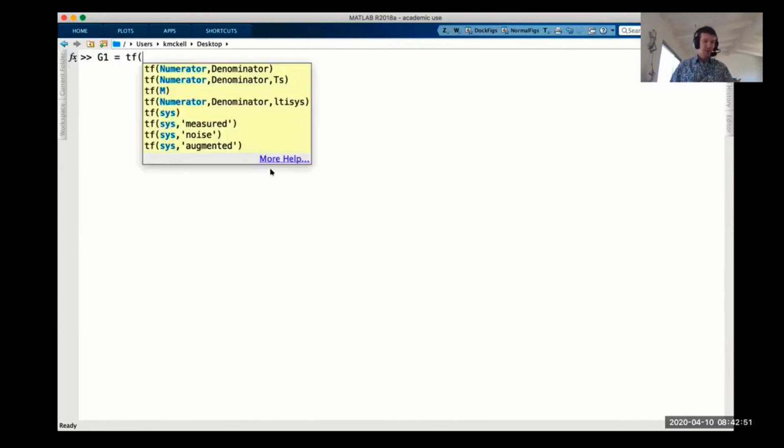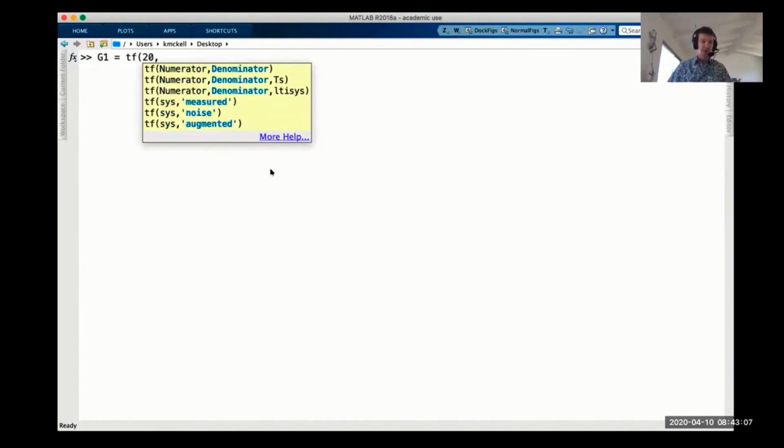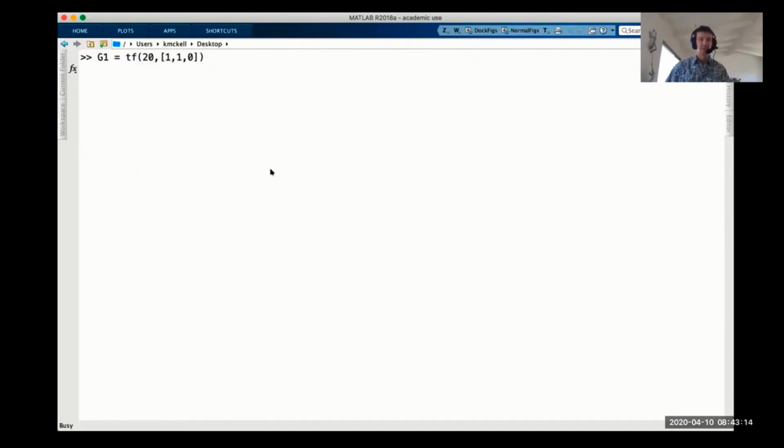The transfer function takes two arguments, numerator polynomial and denominator polynomial. So just like in lab, where we defined our polynomials as arrays of coefficients, I'm going to do the same thing here. So the numerator in that path was 20, and the denominator was s squared plus s. Right, so that's 20 over s times s plus 1, but I distributed that s in, and I get 20 over s squared plus s.